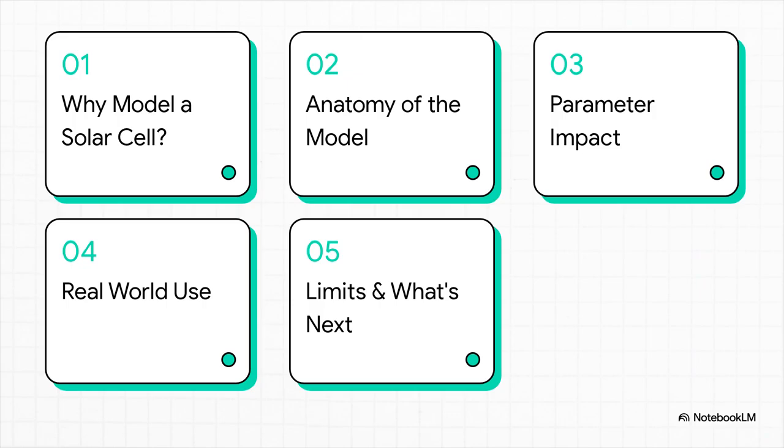Welcome to The Explainer. Today, we're going to unpack the secret blueprint behind every single solar panel out there. It's an essential tool that scientists and engineers use to understand and predict solar power, and it's called the Single Diode Model. All right, so here's the game plan. First, we're going to tackle the big why, like why even bother with the model? Then we'll actually build this thing piece by piece. We'll see how all the parts affect the power output, check out how it's used in the real world, and finally, we'll get honest about its limits and what's next.